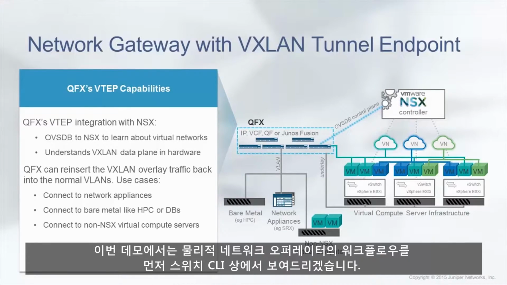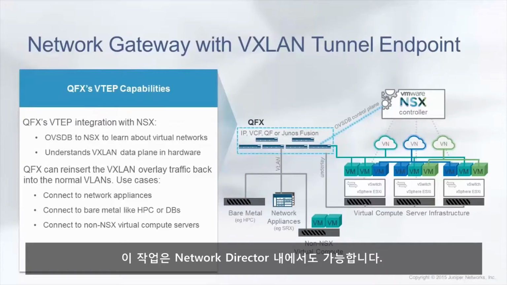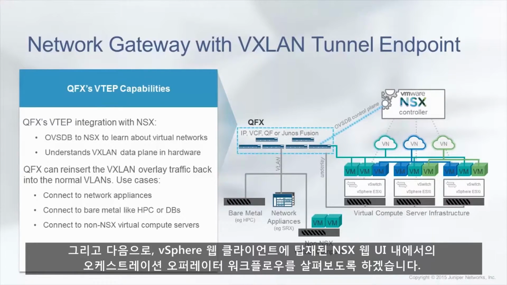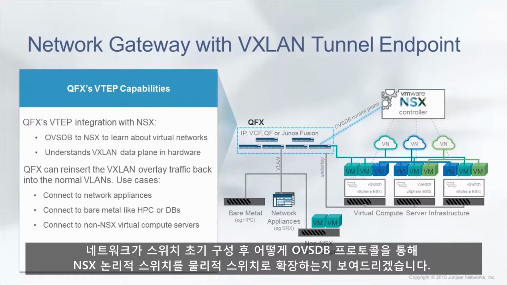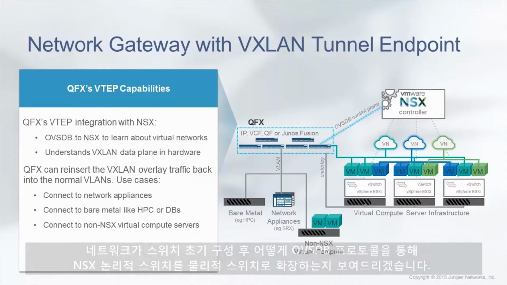In this demo, we'll show you the physical network operator's workflow first, on the switch CLI, though it could also actually be done in Network Director. After that, we'll jump to the workflow for the orchestration operator in the NSX web user interface, which is built into vSphere web client. The orchestration operator doesn't need to touch the physical switches or the Network Director management system at all. We'll show how you can get the network to extend the NSX logical switches automatically over the OVSDB protocol to the physical switches once the initial switch configuration is in place.